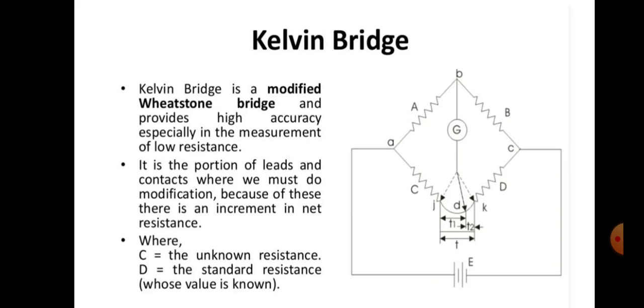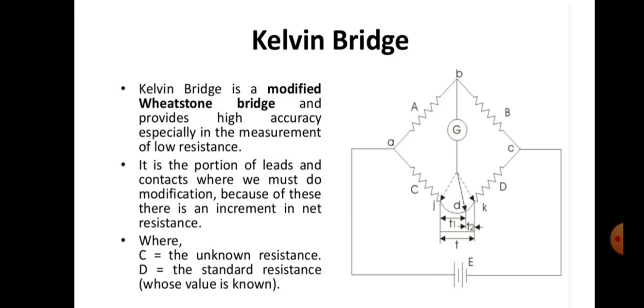Here the diagram of the Kelvin bridge is drawn. Now we will see the Kelvin bridge and its working. The Kelvin bridge is a modified Wheatstone bridge and provides high accuracy, especially in the measurement of low resistance. As this Kelvin bridge is mainly used for the measurement of low resistance, it is the portion of leads and contacts where we must do modification. Because of this, there is an increment in net resistance, where C is equal to the unknown resistance and D is the standard resistance whose value is known.